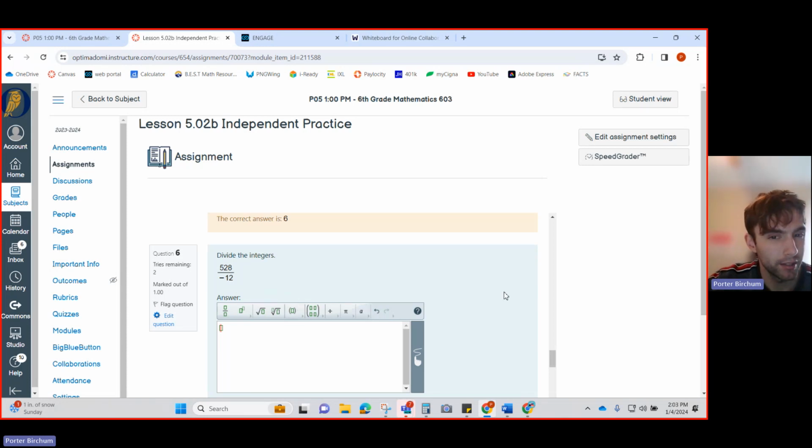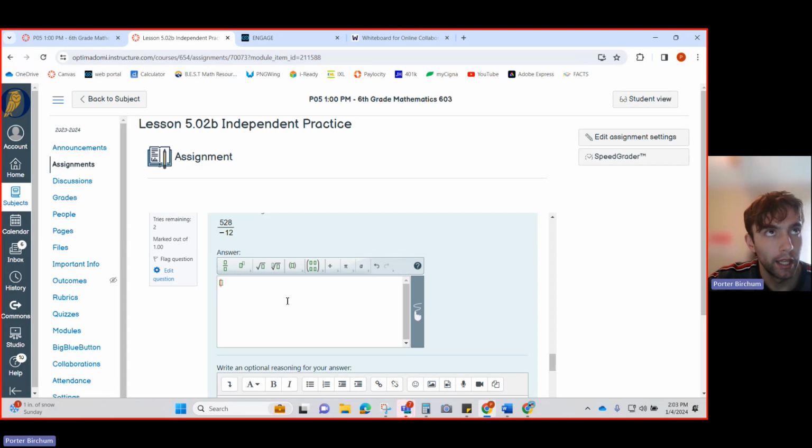Is my answer going to be a positive or a negative number? If both of the numbers were positive to begin with in the question, then my answer would be positive. That's just normal. A positive divided by a positive is a positive. But a positive divided by a negative, that's a negative. If there's one negative number in the question, the answer will be a negative. If there are two negative numbers in the question, the answer will be positive.